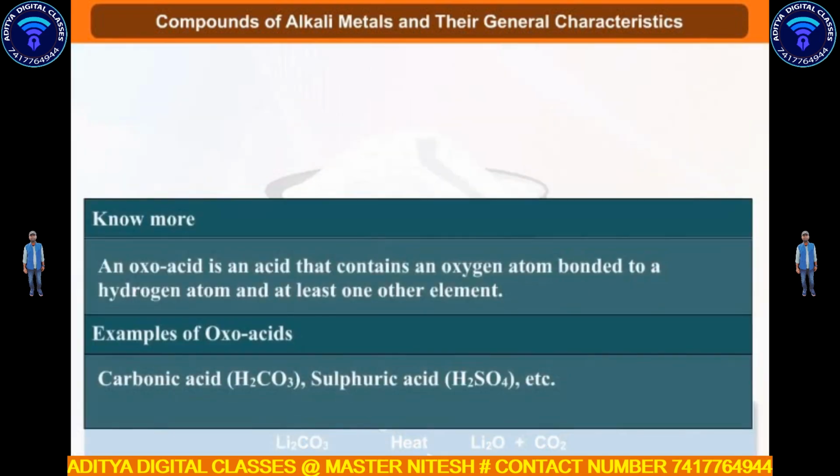An oxo acid is an acid that contains an oxygen atom bonded to a hydrogen atom and at least one other element. Examples of oxo acids: carbonic acid, sulfuric acid, etc.